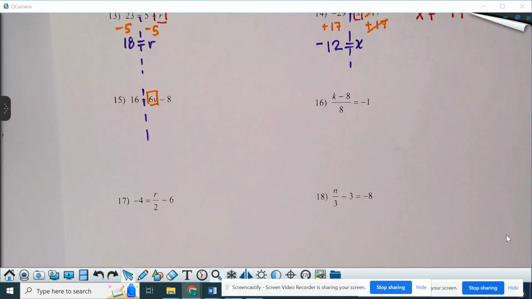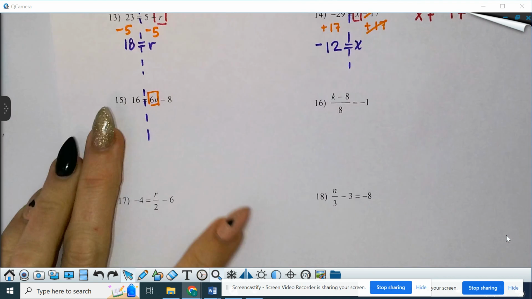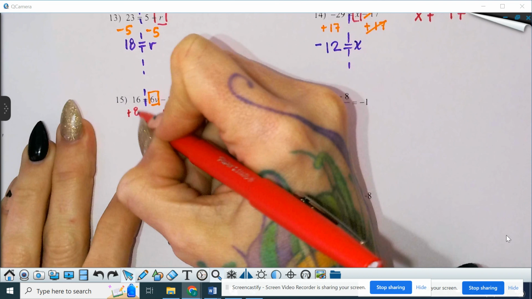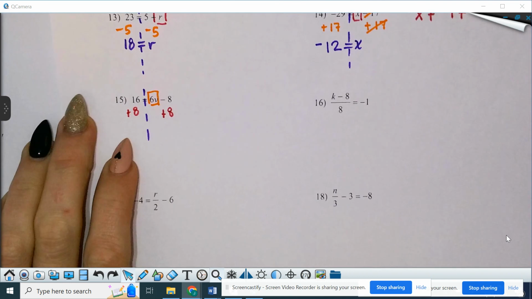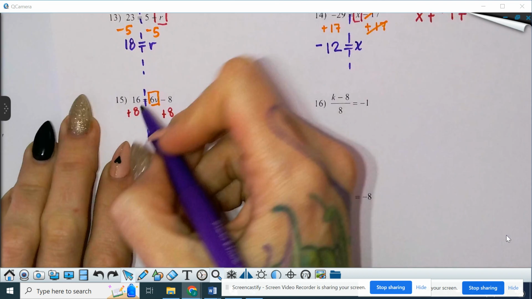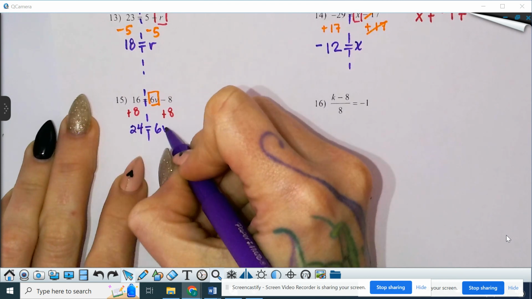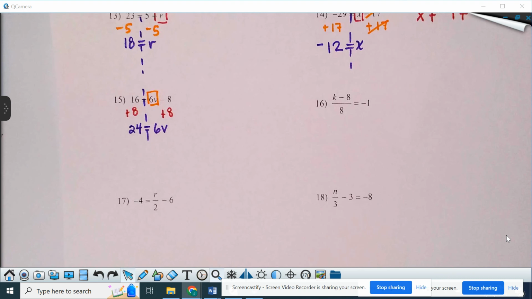And the inverse of that plus a negative or minus is going to be add. So we're going to add 8. Add 8. We have a positive 16. So that means I had $16. I gained $8, which is $24 equals 6V. Now we're looking at the problems just like the first page.